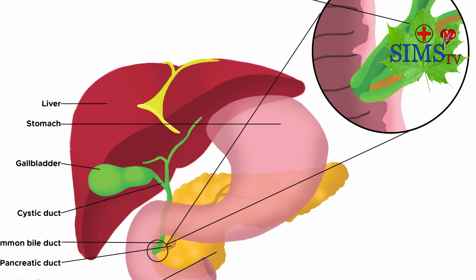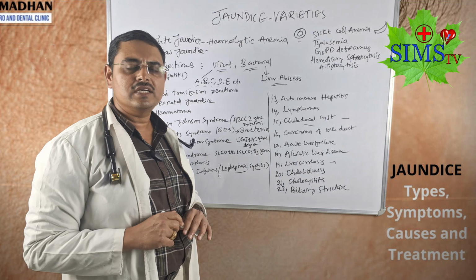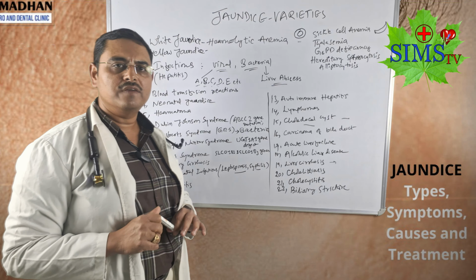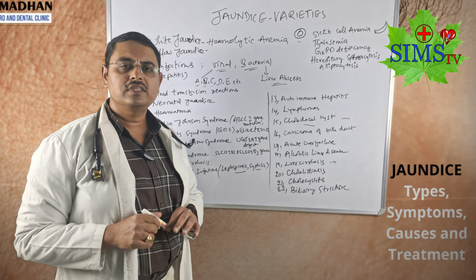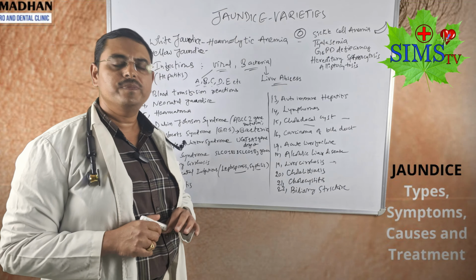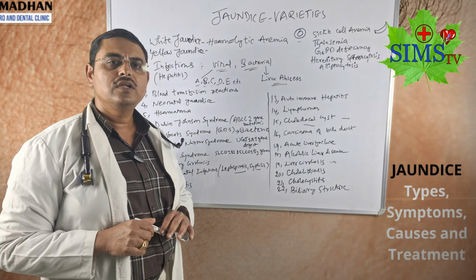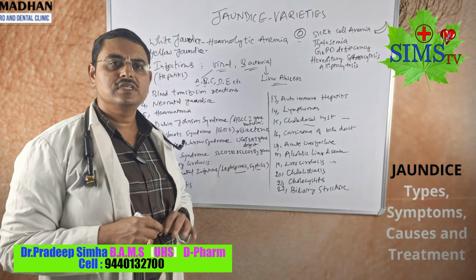Okay friends, these are the main important varieties of jaundice. Generally, if a patient gets jaundice, people will be confused. They think it is a simple jaundice and it will go away like that. Some people are neglecting it these days, and they are taking some herbal medicines or like that.